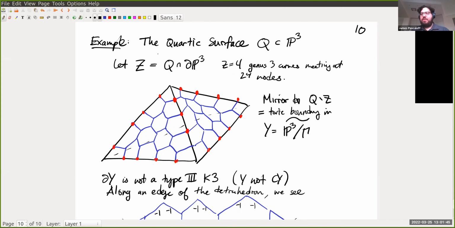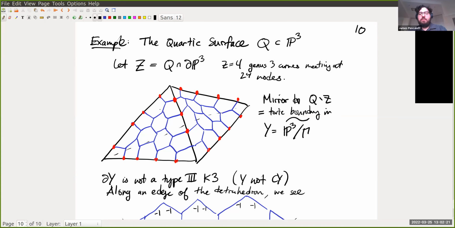What is going on here, with these twists? Okay, maybe Catherine, can I have just like 2 minutes? Sure, go ahead. Okay. So let's take a classic example, the quartic surface in P3. Let Z be the intersection of the quartic with the toric boundary of P3. So you get this picture. This blue thing is like the tropical picture of the curve, the boundary divisor. So it's 4 genus 3 curves meeting at 24 nodes.